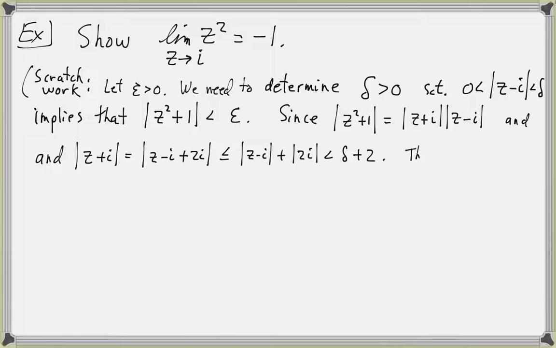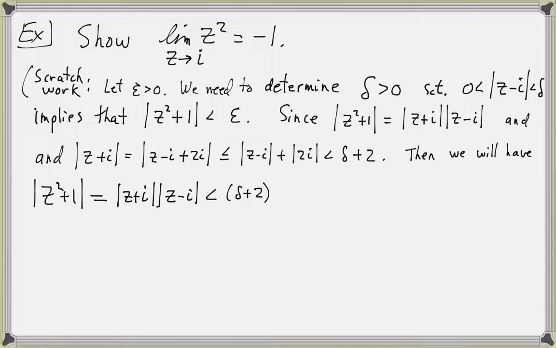So then whenever |z minus i| is less than delta, we will have the absolute value of z squared plus 1 equal to the absolute value of z plus i times the absolute value of z minus i, which will be less than delta plus 2 times delta.